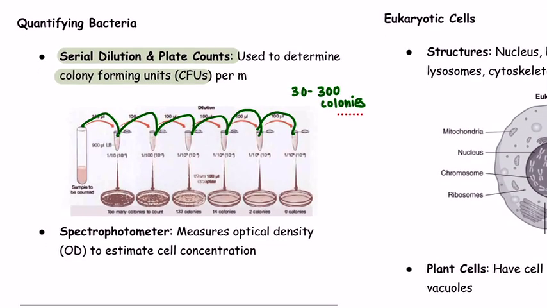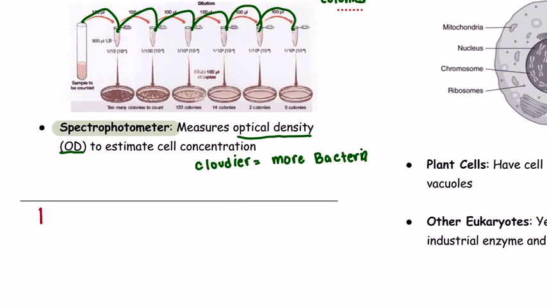And another way to get a general idea of how much bacteria is in there is to use a spectrophotometer. The spectrophotometer measures optical density, or OD, to estimate the concentration of cells. So the cloudier it is, the more bacteria in there. It's a quick estimate. So let's write down here: plates give you an actual count, and a spec, short for spectrophotometer, is just a quick estimate.